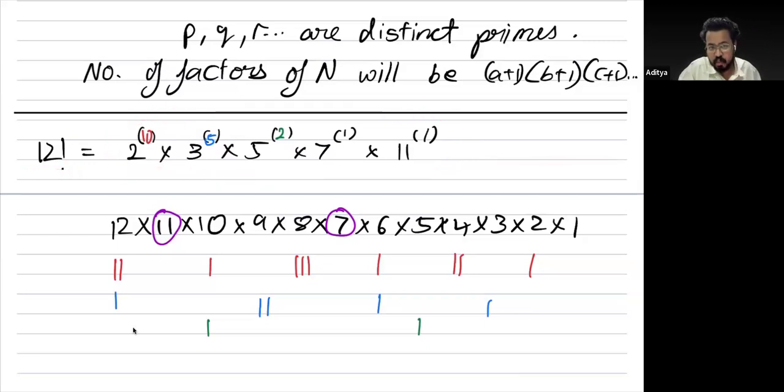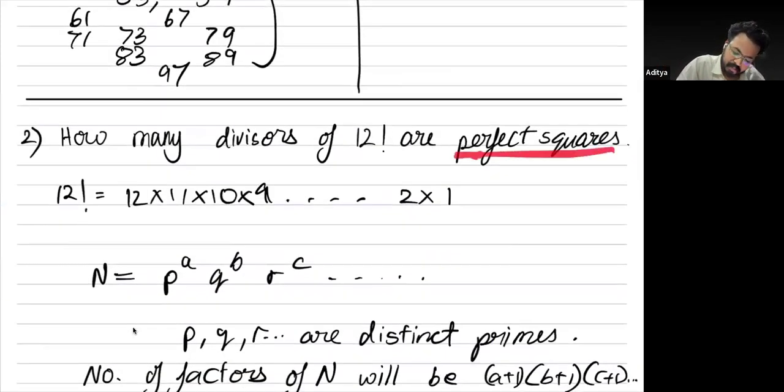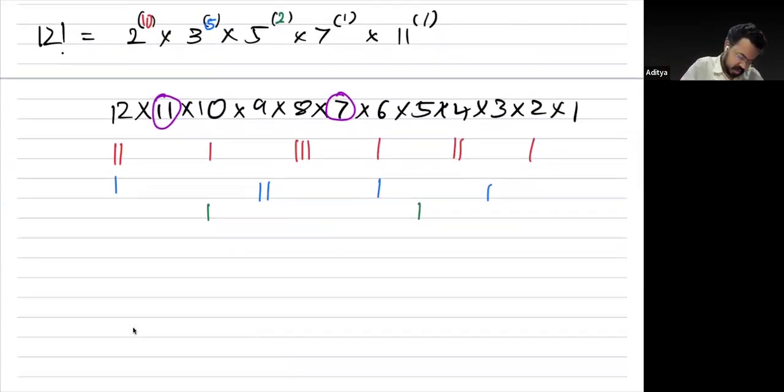So if someone had asked us what are the number of factors of 12 factorial, just do 10 plus 1, 5 plus 1, 2 plus 1, 1 plus 1 and 1 plus 1 and multiply it out. That will be the number of divisors of 12 factorial, which is not asked in the question. You want to find the number of perfect square divisors. So now what are perfect squares?